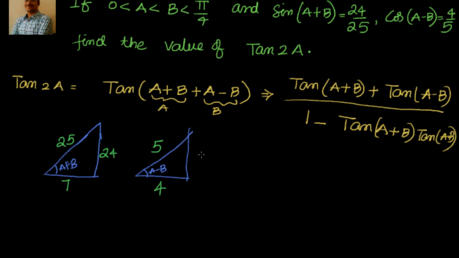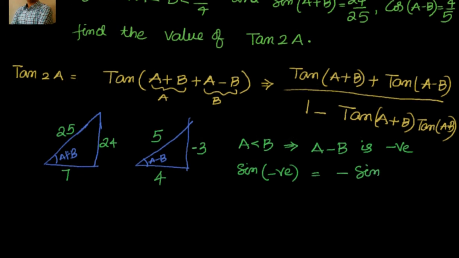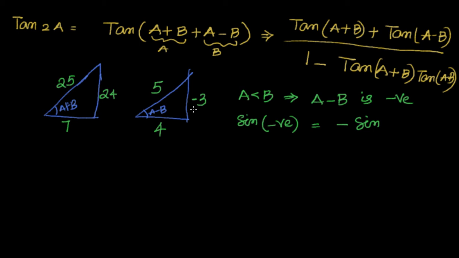Okay. Now what will be sine? 3. Whenever I say a plus b, a is less than b. When I add them, no problem. But when I subtract them, a is less than b. That means cos of minus theta is cos theta, but sin of minus theta is minus sin theta. So I will get minus 3. Why will I get it? A is less than B, so A minus B is negative. Sin of a negative is minus of sin. So based on that, you will get minus 3 here.